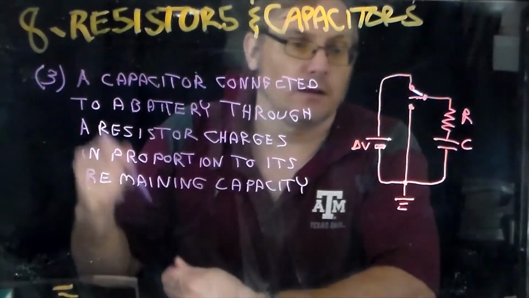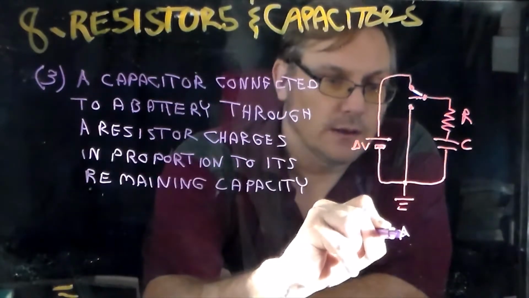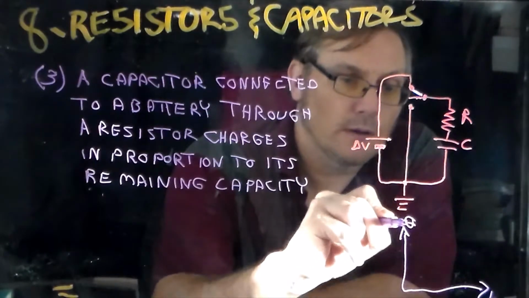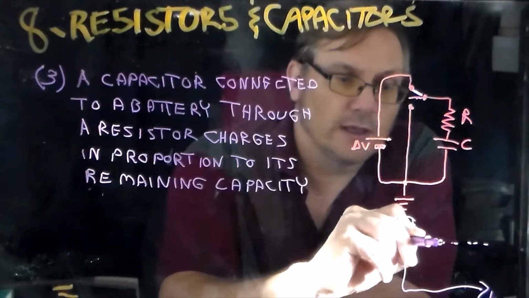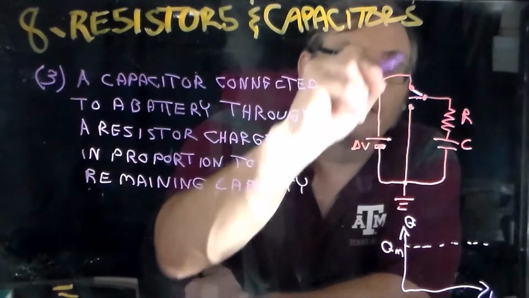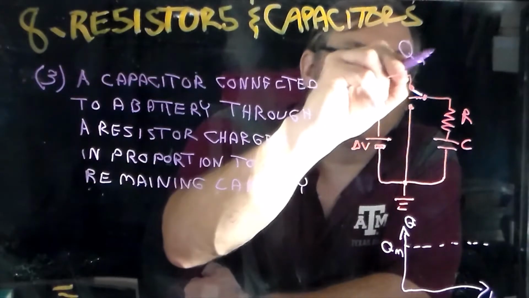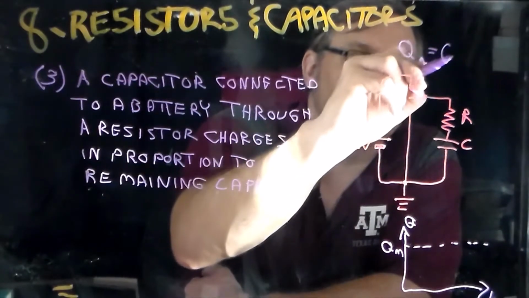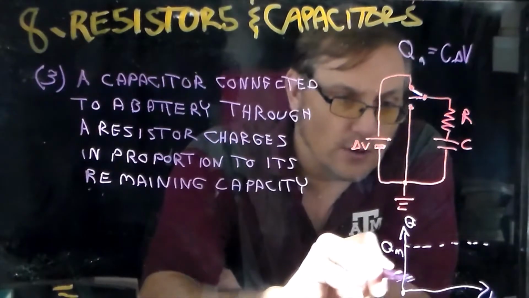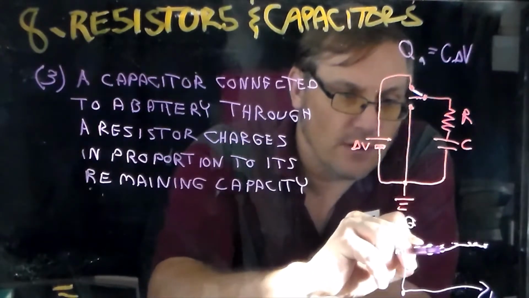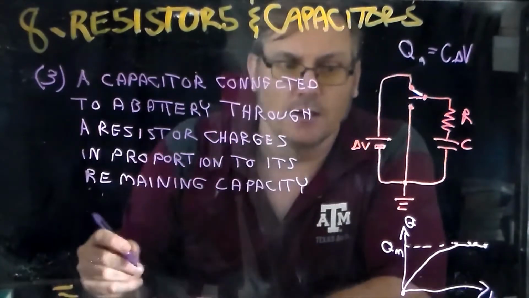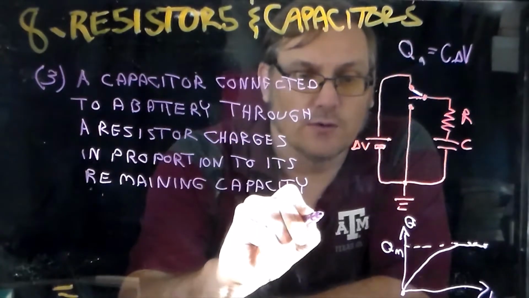So that means that over time, we eventually get to this Q max, where Q max is C times delta V. And we started at 0. We're eventually going to get very, very close to that, and we'll have that exponential increase there. So we'll have an exponential increase for Q.